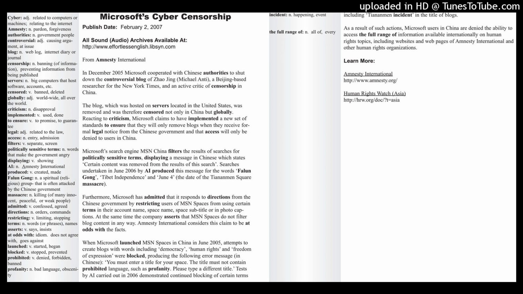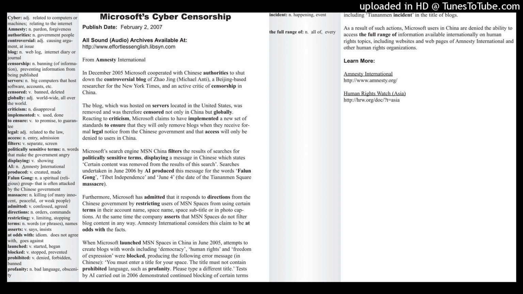So they say they are starting to use a different set of rules, different rules. To ensure they only remove blogs from China. Okay, to ensure means to guarantee or to promise. To ensure, to guarantee or to promise.